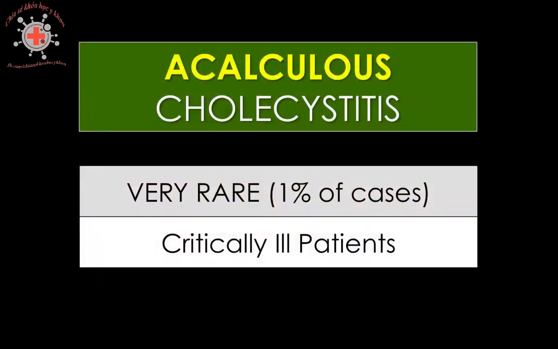Acalculous cholecystitis is a rare condition mostly seen in critically ill patients. It is thought to be due to the stasis of bile as a complication of some other serious process in the body. Acalculous cholecystitis represents only 1% of all cases of cholecystitis.